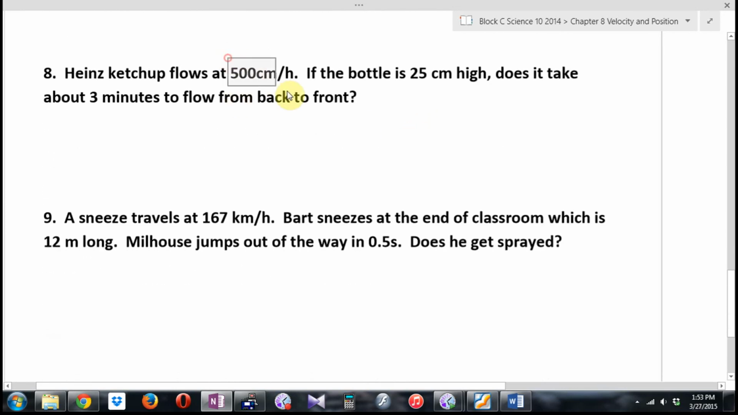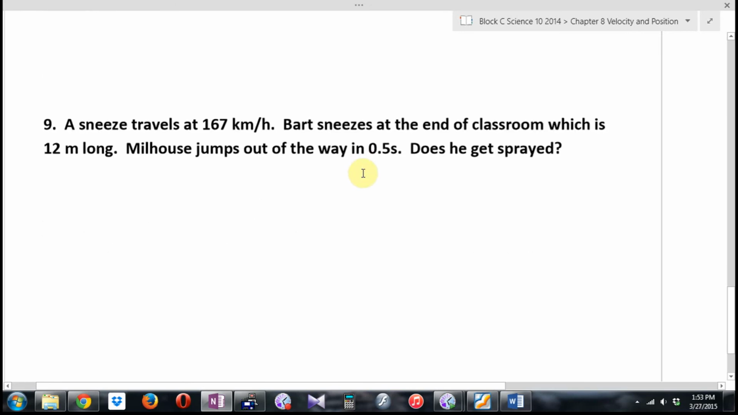Oh, by the way, the Heinz ketchup one, I think that is accurate. Heinz ketchup flows at about 500 centimeters every hour, in case you're wondering. And sneezes. Okay?